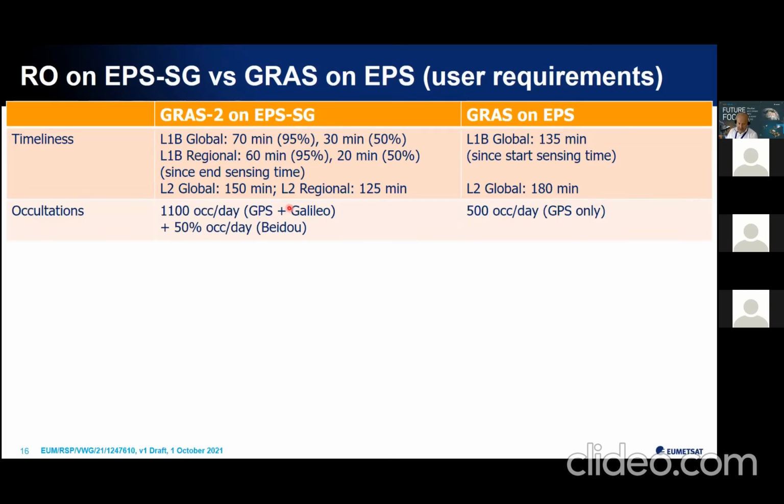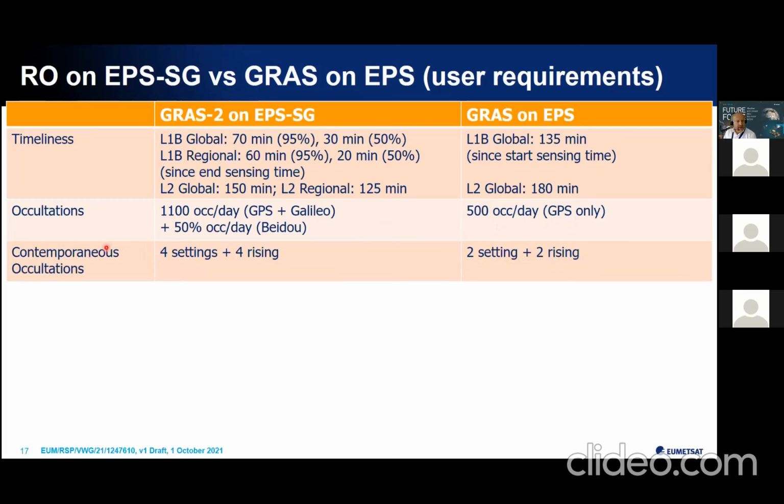Number of occultations: ARO will track GPS, Galileo, and Beidou, so we expect, at least in terms of user requirements, to have 1,700 occultations per day per METOP second generation satellite, while it was 500 occultations per day for GRASS, which was tracking GPS only. And I have to say that actually GRASS on EPS can track up to 700 occultations per day, averaged every day. We will have the possibility to track 8 parallel occultations, while it was 4 for GRASS.